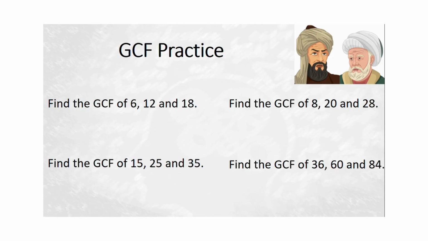Let's try some of 3. Okay, find the greatest common factor of the 3 numbers. Pause the video and try. Okay, let's look at the answers. 6, 4, 5, and 12. I hope you were successful, and I hope finding the greatest common factor using factor pairs makes sense.